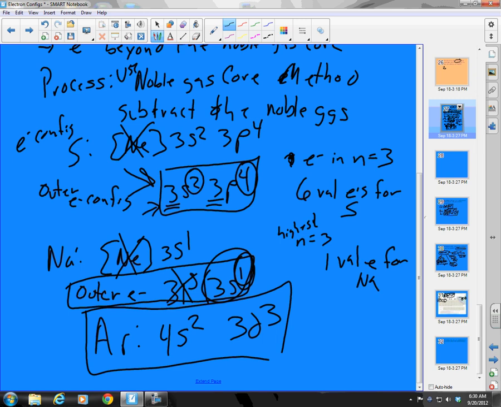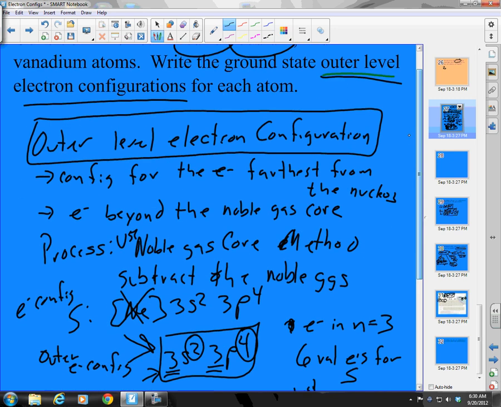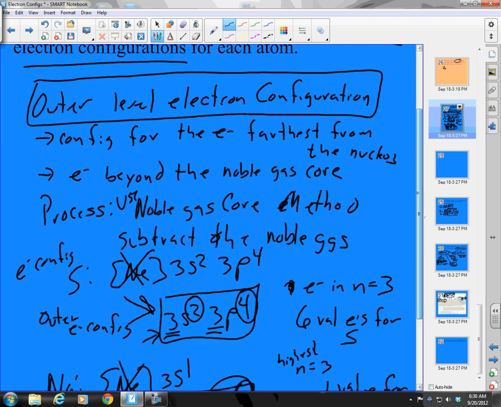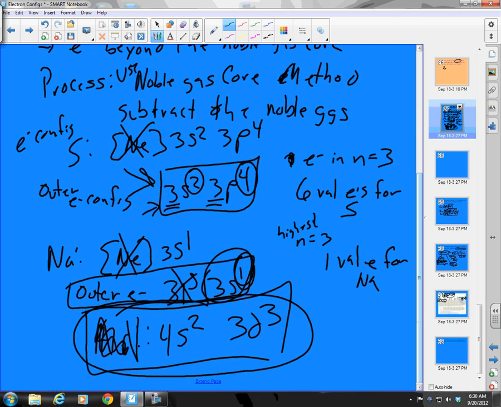And argon, here's my outer electron configuration. Not argon. That's not right. That is vanadium. Sorry about that. Let's go back and check my question here. Yeah, vanadium. Why did I write argon last time? My outer electron configuration for vanadium is 4s2 3d3.